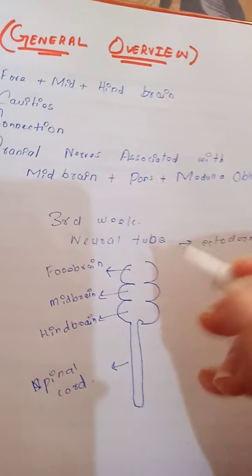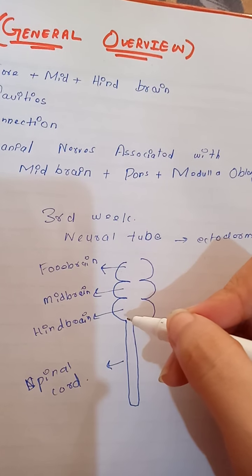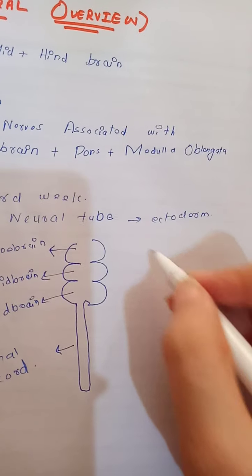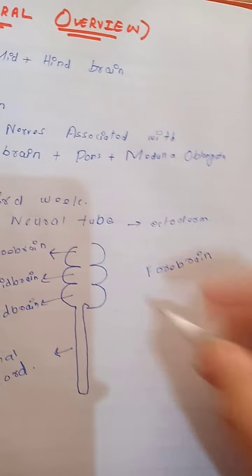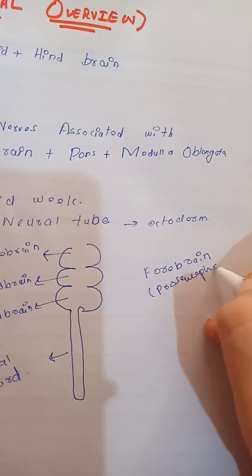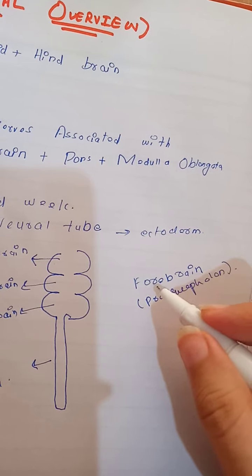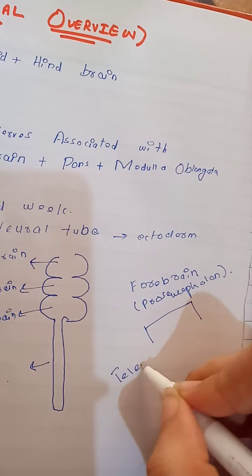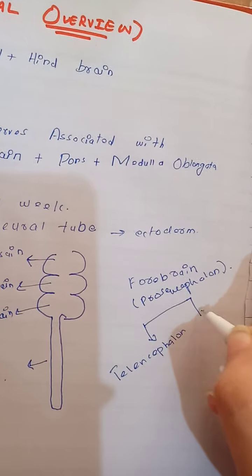Okay, now these three primary dilations will be further subdivided into five secondary dilations. The primary vesicle for the forebrain will be divided into the telencephalon and diencephalon.